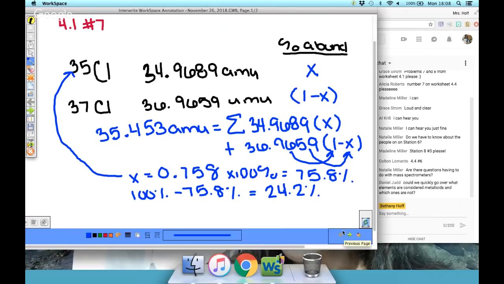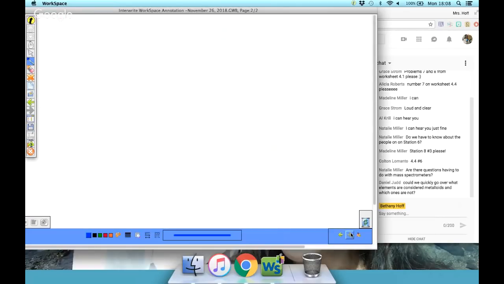I'm going to set up this problem. I'm not going to solve it all the way, but I'm going to go ahead and set it up so you guys see what I am talking about. So on number 8, we're given some information about magnesium, and it states magnesium occurs naturally in 3 isotopes.